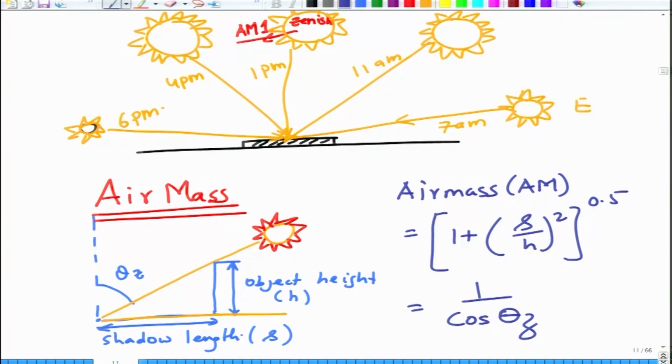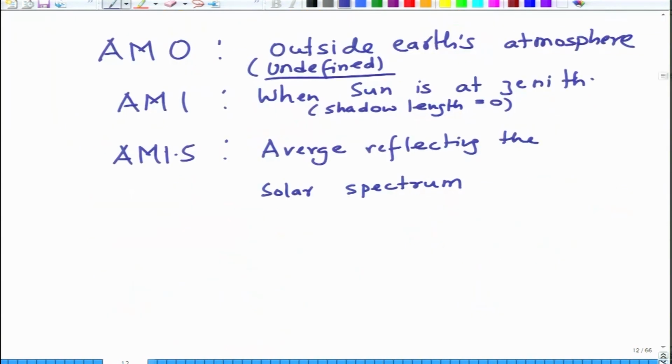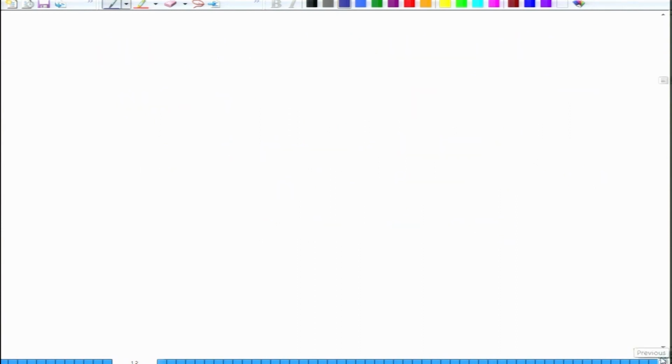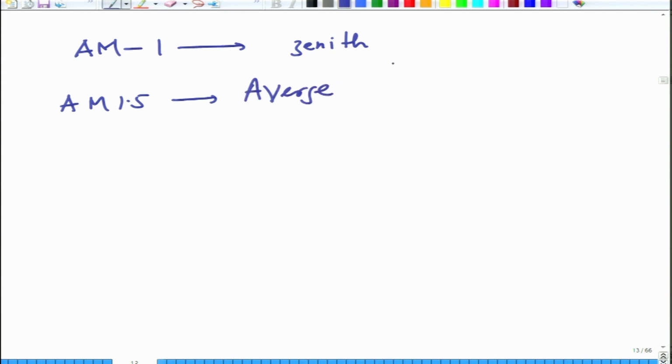So, basically the average value over the day, of course it is going to change from 1 to higher values. The average value which reflects the overall spectrum of the sun turns out to be AM 1.5. So, this is the average value which reflects the solar spectrum over the course of day. So, basically you can say AM 1 is when sun is at zenith, AM 1.5 you can say the average value which is basically the mid latitude spectrum.